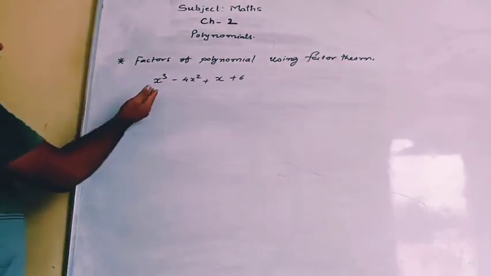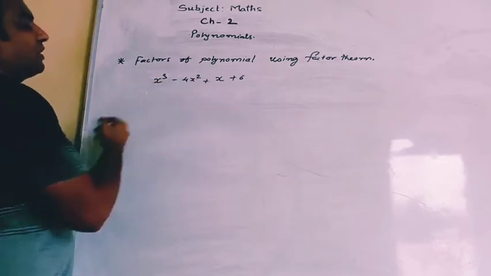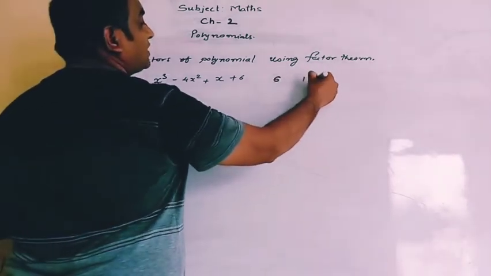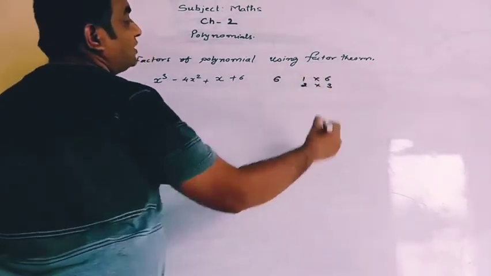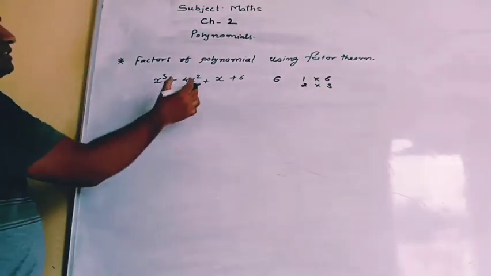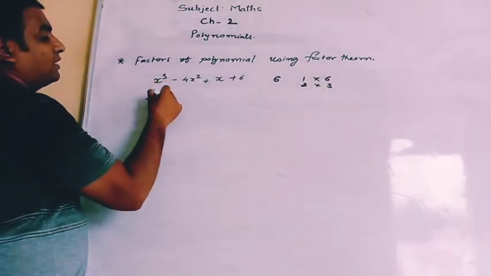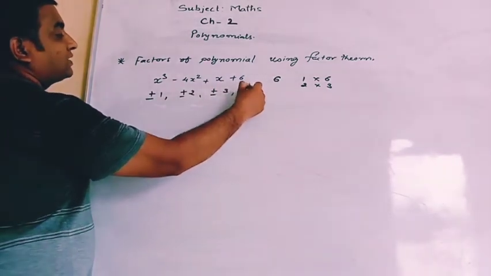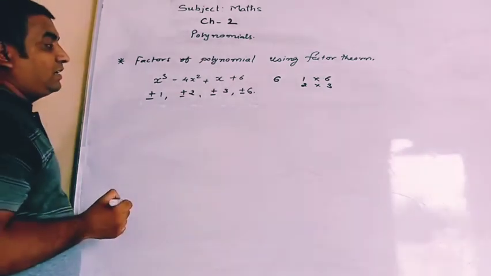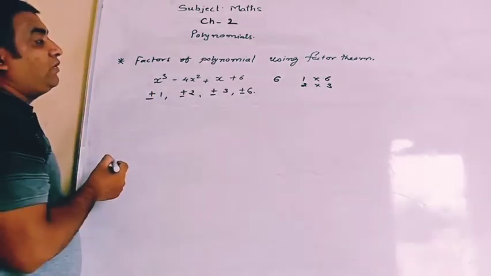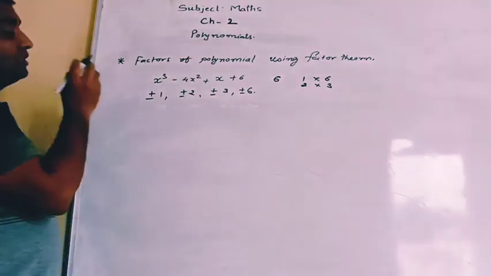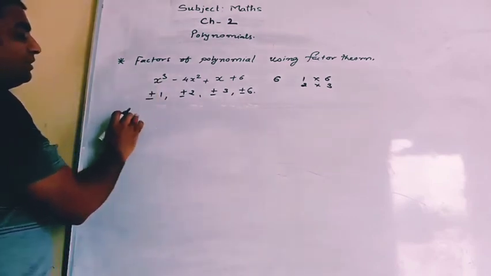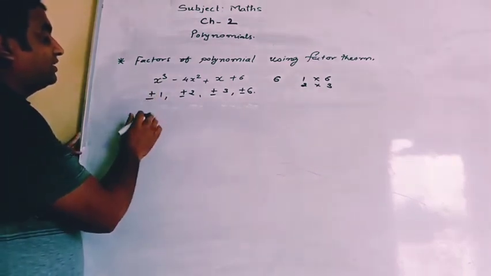Now one more polynomial we see: x cube minus 4x squared plus x plus 6. The factors of 6 are 1 and 6, 2 and 3. So the possible values which give the remainder zero are plus or minus 1, plus or minus 2, plus or minus 3, plus or minus 6. From these values, any three values will be zeros of this polynomial. So we can take plus or minus 1 first, as in our syllabus we say x plus 1, x minus 1 is a factor.